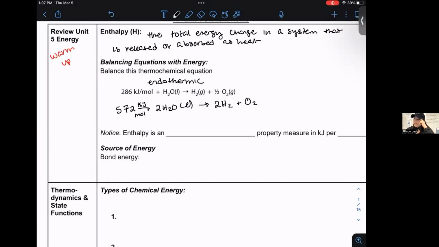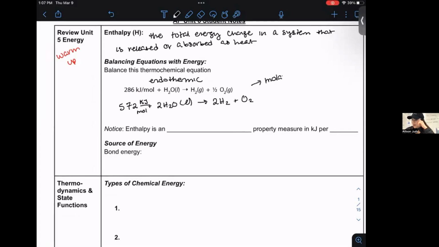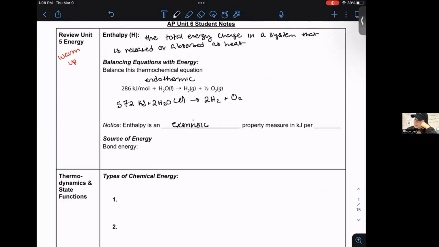Okay, perfect. And that right there, by the way, is called a molar enthalpy value. Actually, isn't it just kilojoules? It's just kilojoules because it's not per mole. It's too many of them. So it is not molar enthalpy. It is just straight up enthalpy. So notice enthalpy is an extrinsic property that is measured in kilojoules per mole, right? So don't forget, this is going to become a very important thing to remember.